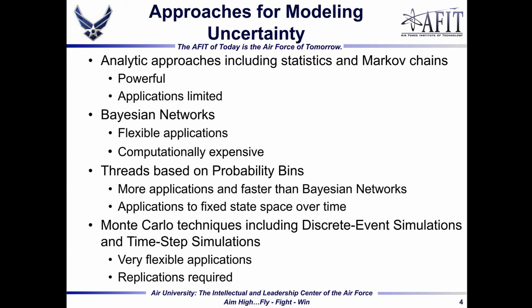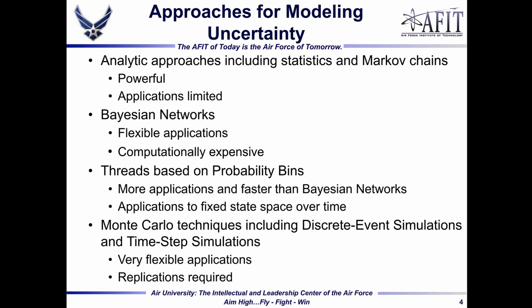So when modeling uncertainty, there are generally 4 different approaches that you can take, and each has its own set of pros and cons. The most powerful approach is to use analytic results such as statistics or Markov chains, but this process is generally limited to very specific applications for which we have analytic results. Another powerful option is to use Bayesian networks for modeling uncertainty. These are much more flexible than straight analytic results, but they are computationally expensive.